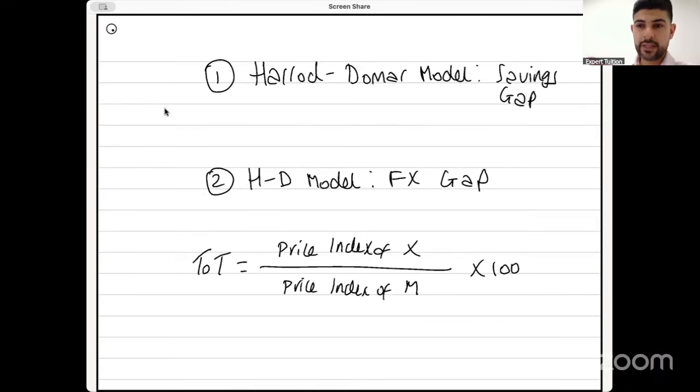It just simply means the monetary value of what you're selling to the world versus the monetary value of what you are purchasing from the world. It is not about the quantity. Imagine you sold one unit and you bought one unit. That is your terms of trade. Now, what does that actually mean in the context of this?